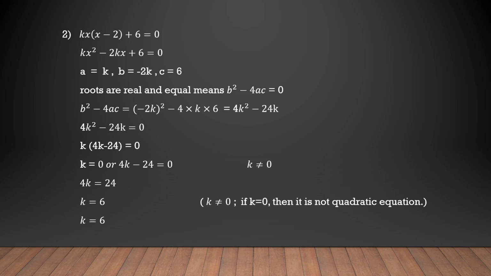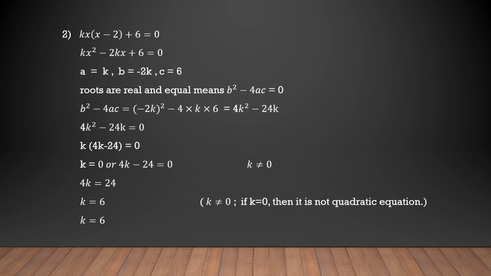Then we find the value of b square minus 4ac which is equal to 0. So we put b square minus 4ac. Here b is minus 2k, square, minus 4 into k into 6. Which is equal to minus 2k square is 4k square, minus 4 into 6 is 24, so minus 24k. 4k square minus 24k is equal to 0. Here we take k as common. So we write k outside the bracket and in the bracket we write 4k minus 24 is equal to 0.